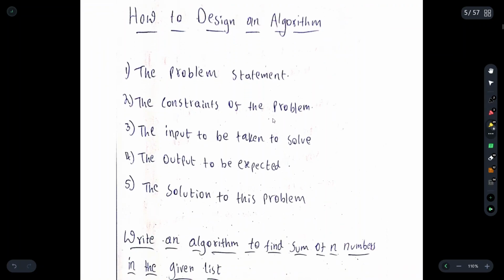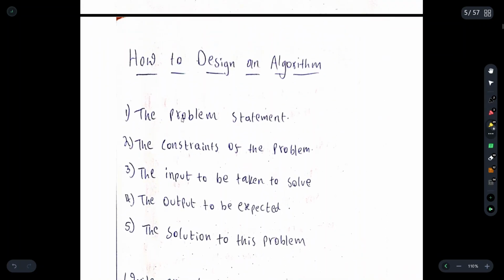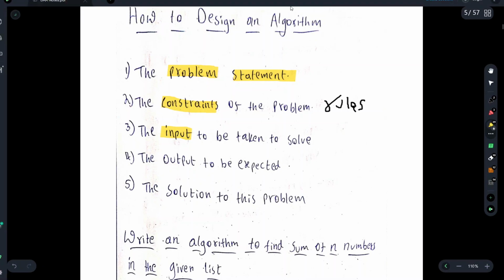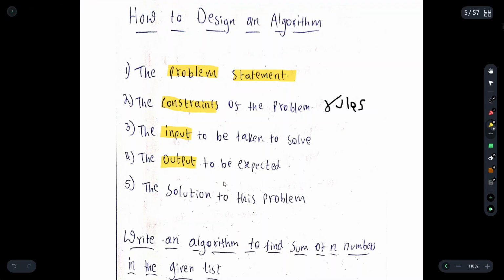So, how to design an algorithm. To build an algorithm we require a problem statement, and we also require some constraints. Constraints are nothing but the rules for that particular algorithm. The input to be taken to solve is also required, and then the output to be expected. We need to build up some test cases, which is also important for the algorithm. The solution to this problem, even a sample solution, is required to build an algorithm.